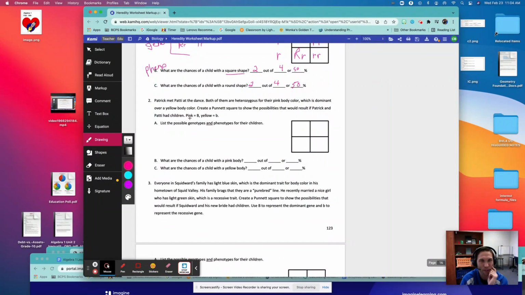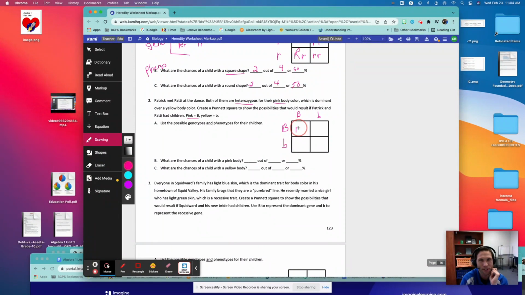So we're using the letter B. Pink is for B, and both of them are hetero. So we have a big B and a little b because it's hetero, and it's pink because if they're hetero, they have a big gene, and that big gene expresses, right? So if you have one big B, even if you're heterozygous and you have a big and a little, that big one is what expresses. You'll never have the small one express. So that means that it's big B, little b for Patrick and Patty, they're both the same.